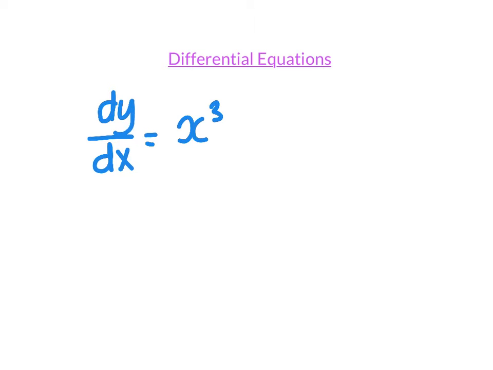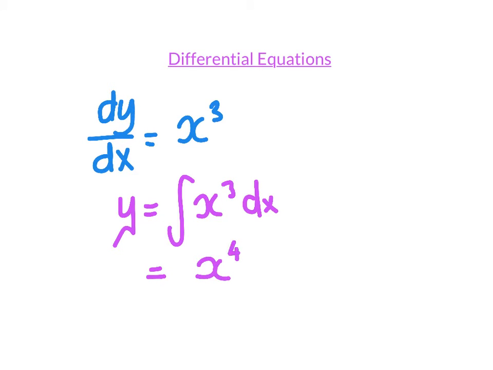Now if I want to solve this, what it means I'm trying to do is to work out the original equation before it was differentiated, and in order to do that I'm going to integrate. So the solution to dy by dx equals x cubed is the integral of x cubed with respect to x, which would be x to the 4 over 4 plus c.